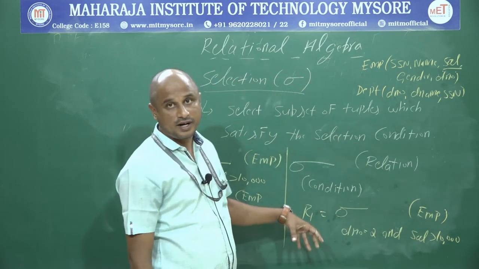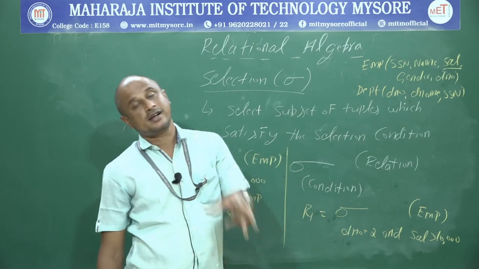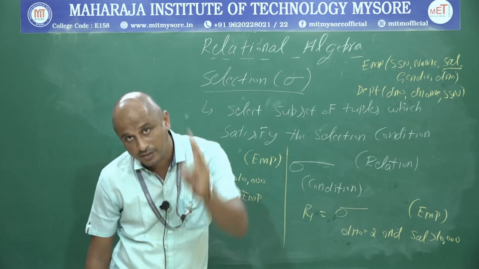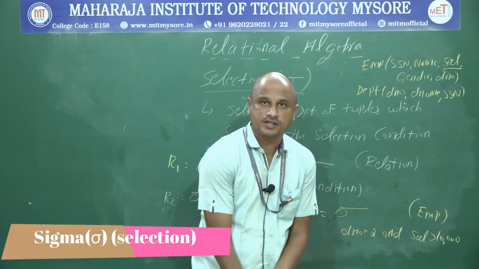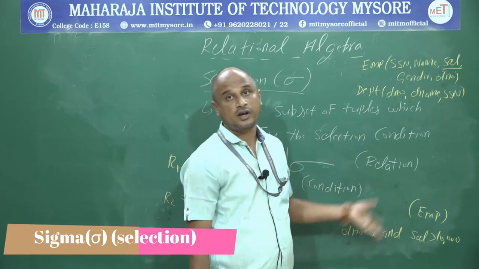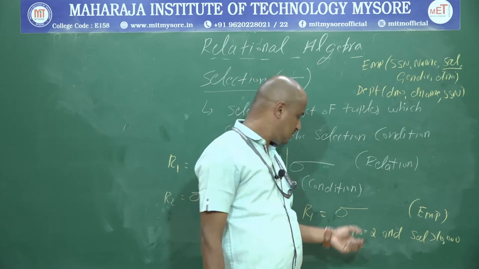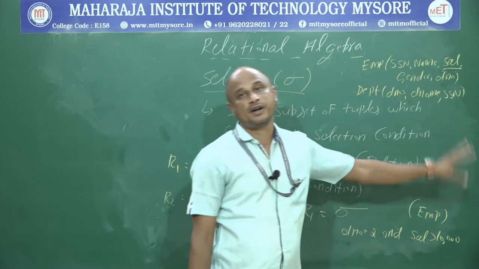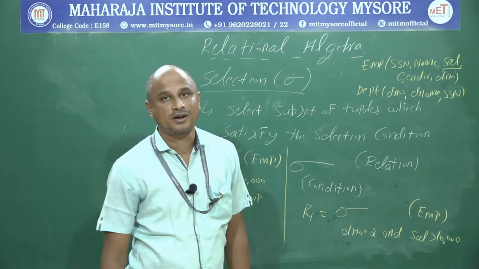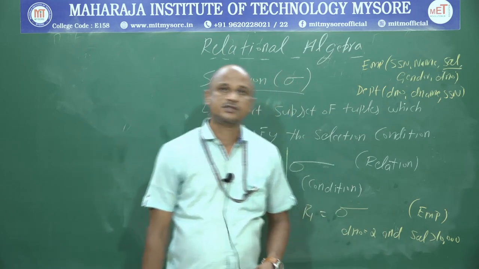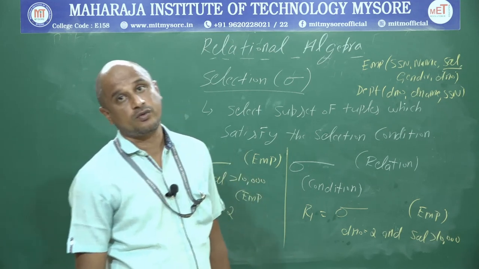R1 contains the employees working for department number 2 and also with salary greater than 10,000. Both conditions must be true. If you give or, any one condition is enough, but I gave and, because the question is and. So department number 2 and salary must be greater than 10,000. Then I retrieve the employee tuples. This is the simple way the selection condition works.